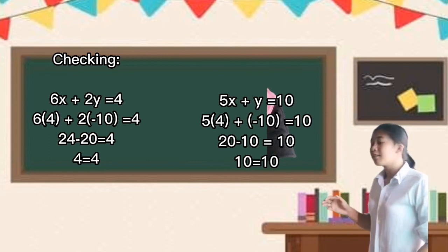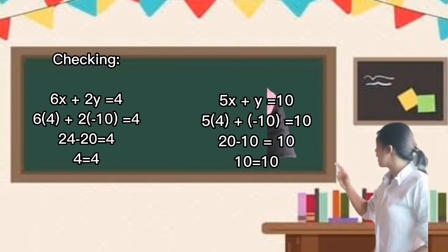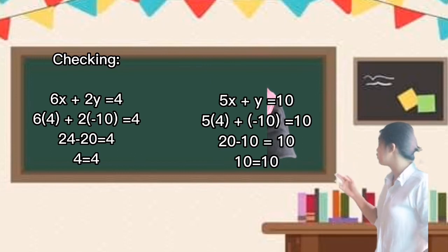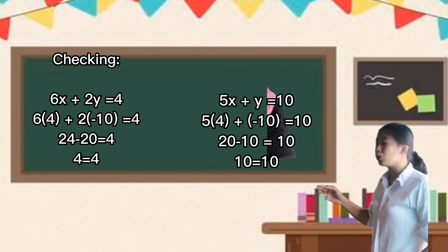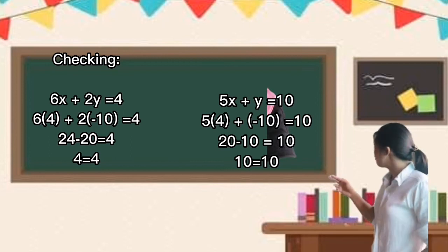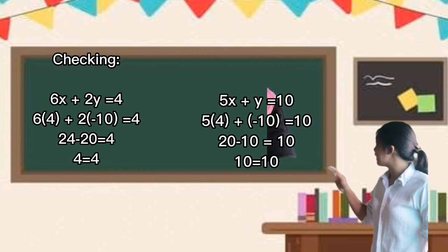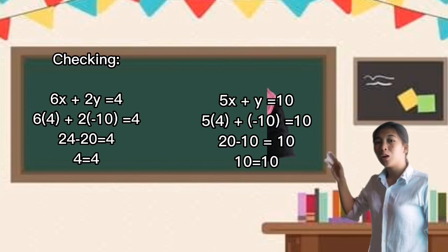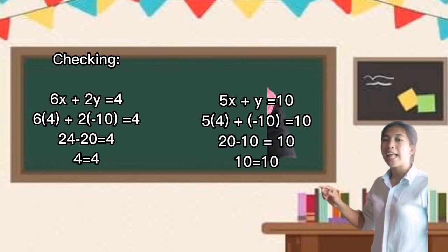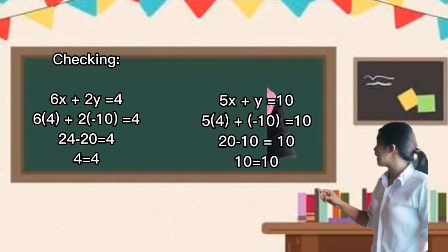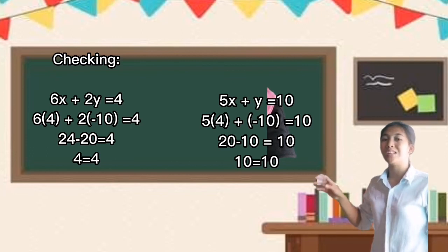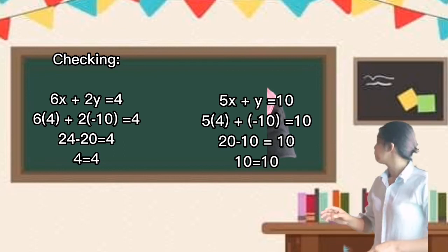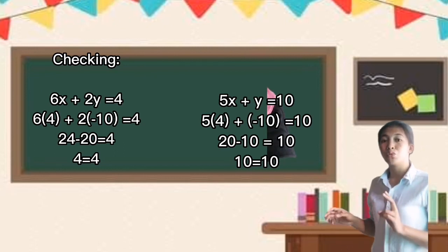Then, let's proceed to the second equation. So we have 5x plus y is equal to 10. So substitute 5 times 4 is equal to 20. Then negative 10 is equal to 10. So 20 minus 10 is equal to 10. So we have here 10 is equal to 10, which means the equation is true. So therefore, the two equations are true.